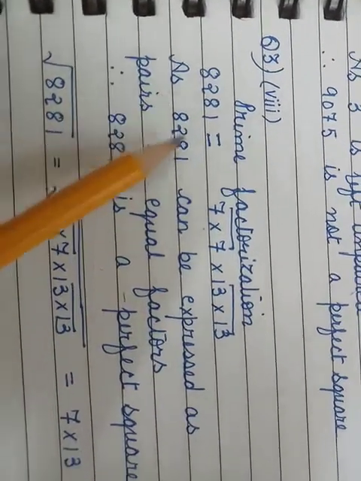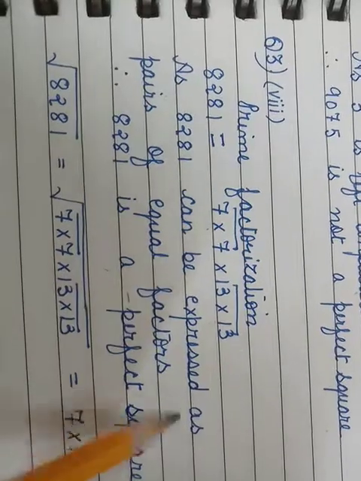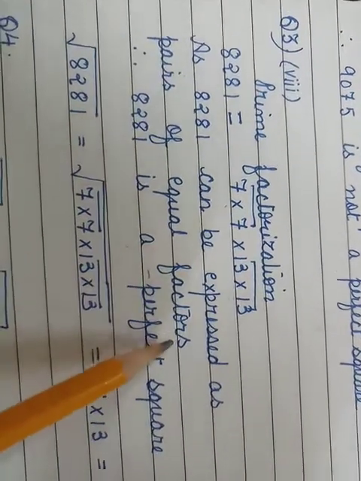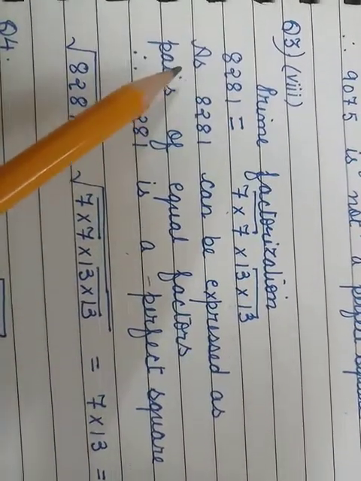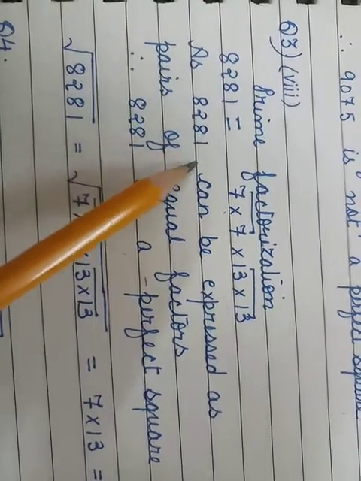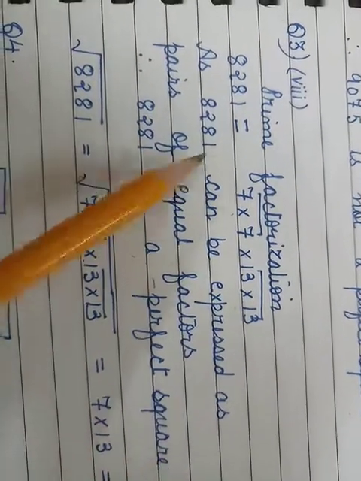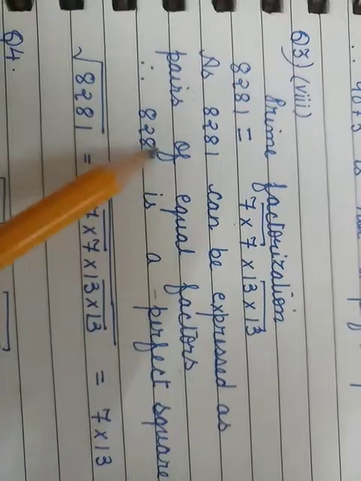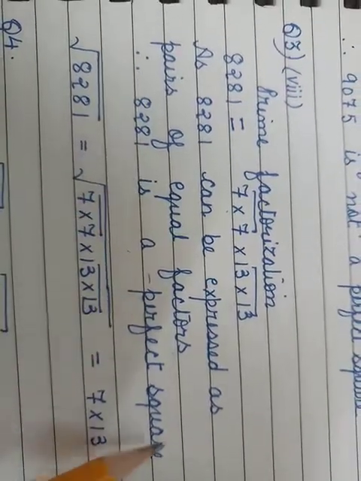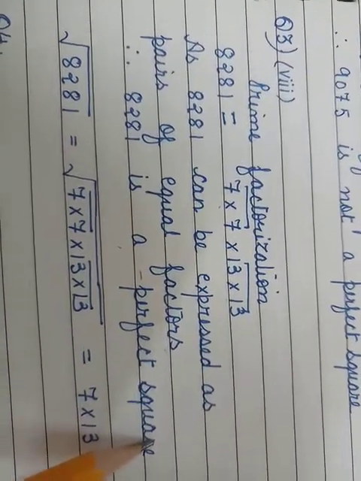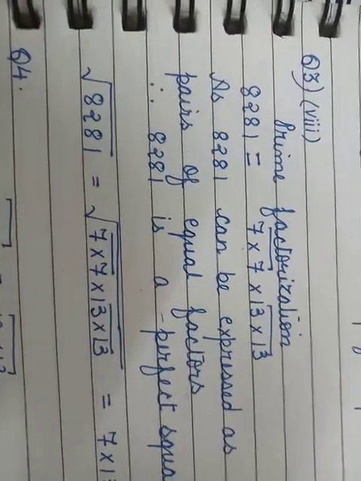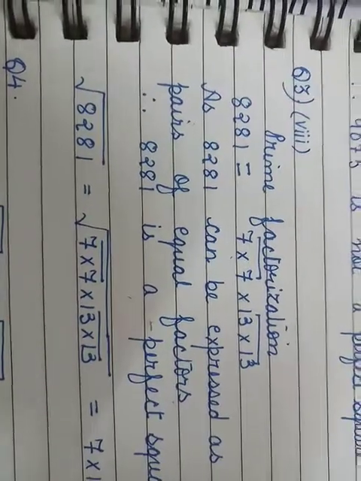So 8281 can be expressed as a pair of equal factors. We'll write the reason, as 8281 can be expressed as a pair of equal factors. Therefore 8281 is a perfect square. Okay, now we have to find the square root of 8281.